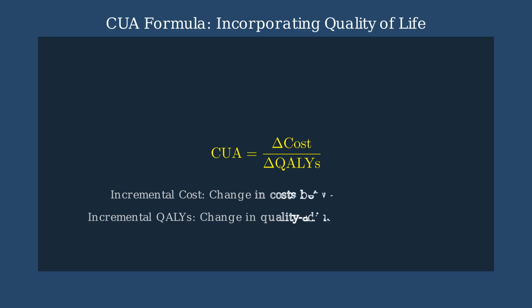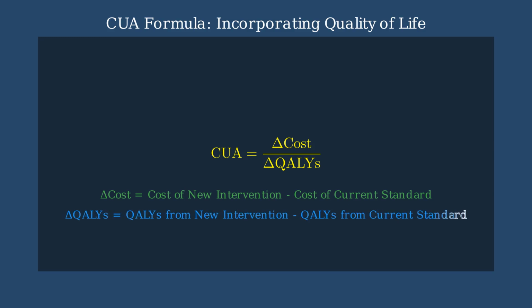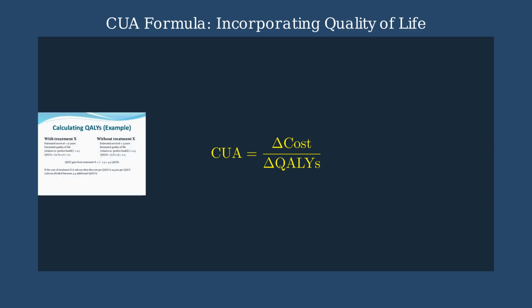This measures the additional cost required to gain one additional quality-adjusted life year. Delta cost represents the difference in costs between the new intervention and the current standard of care. Delta QALYs represents the difference in quality-adjusted life years between the new intervention and the current standard. Let's look at a detailed example of QALY calculation with and without treatment.